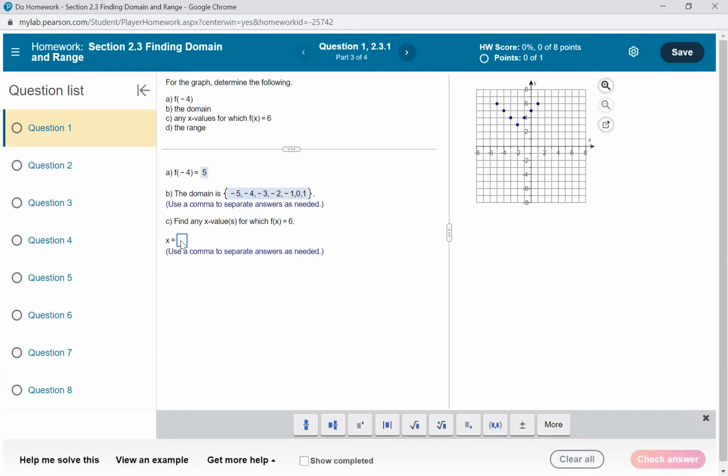So I'll come in and put my -5, comma, because I had one on the right side. Now the point on the right side that had a y value of 6, which is the furthest point to the right, if you look straight down, has an x value of 1. So that's the only 2 points on that line. So we check that.